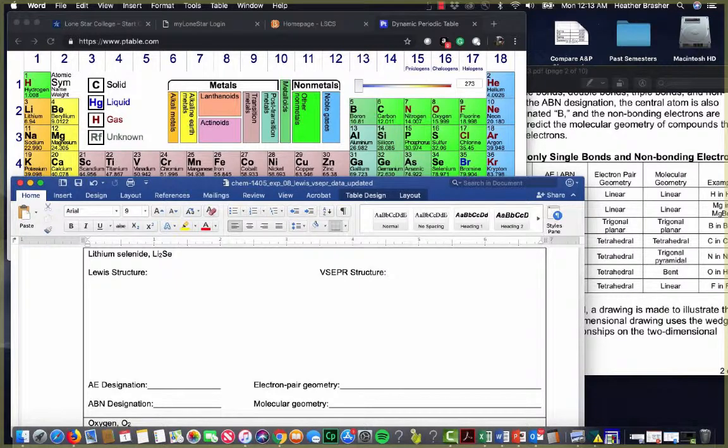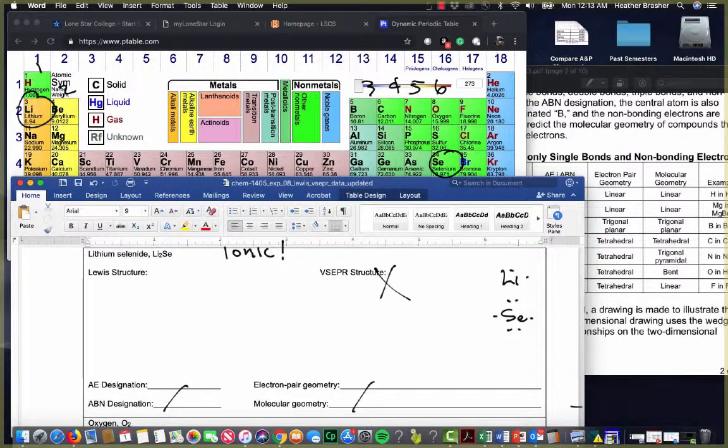Lithium selenide. So lithium can be found right here. And the selenium is found over here. So 1, 2, 3, 4, 5, 6. So you write these like this. And you should notice one thing right off the bat since you're looking at the periodic table. Ionic. So you get really happy because you don't have to write all this other stuff, right?